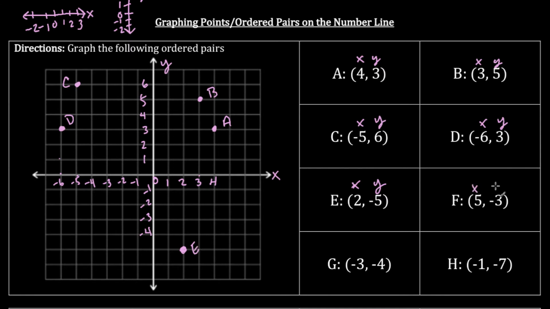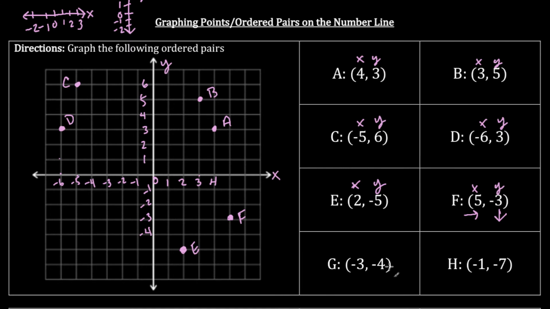This is x and then y. So what helps sometimes is if you just label it before. So if the x is 5, you're going to go right 5. See? 1, 2, 3, 4, 5. And then you're going to go down 3. So some people prefer to put this first. So right 5, down 3. I'll show you on the next one.